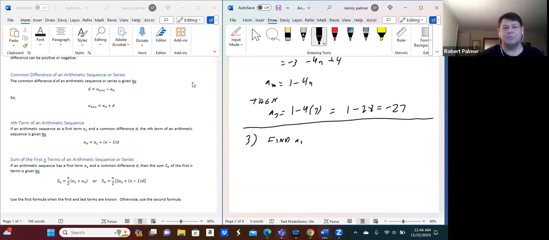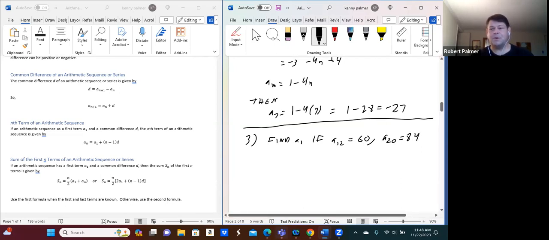Actually, let me pause this just a minute. I need to check something. Okay, I just had to pause to check for a second. So I want to find A1, the first term in our sequence. But here's what we know: A12, the 12th term, is equal to 60, and A20 is equal to 84.